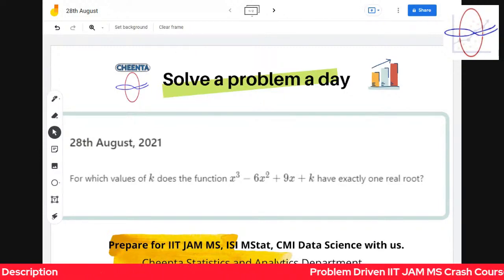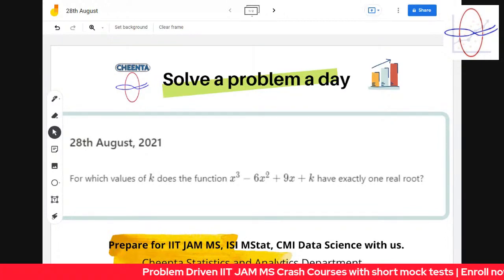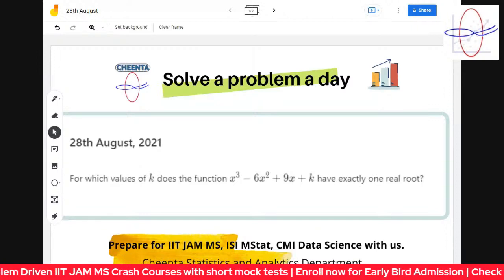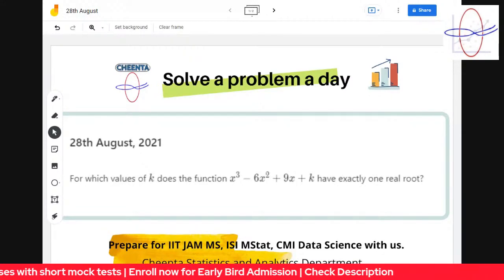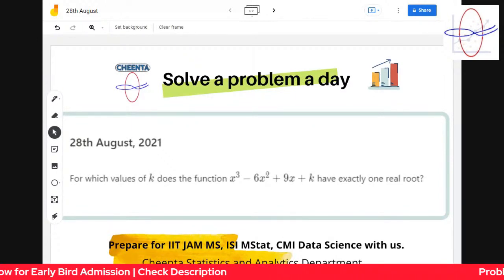Okay, so welcome back. I hope you have seen the problem and tried it yourself. Let's solve the problem now. The problem asks: for which value of k does this cubic polynomial have exactly one real root?